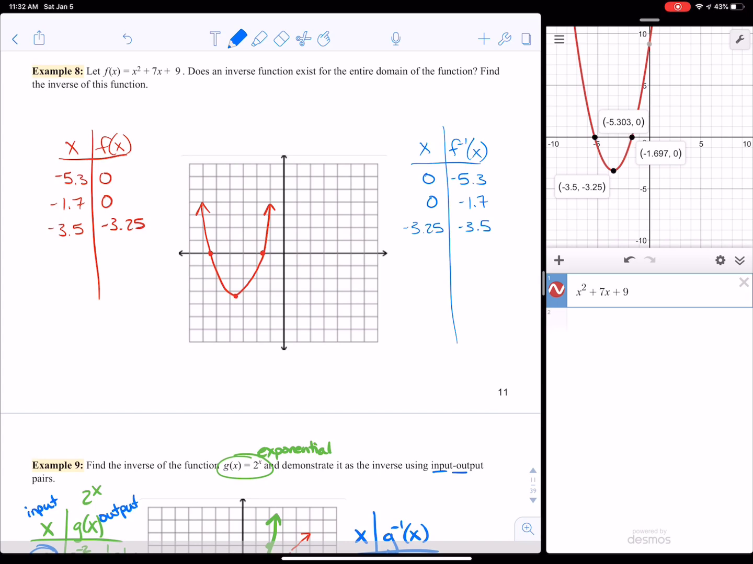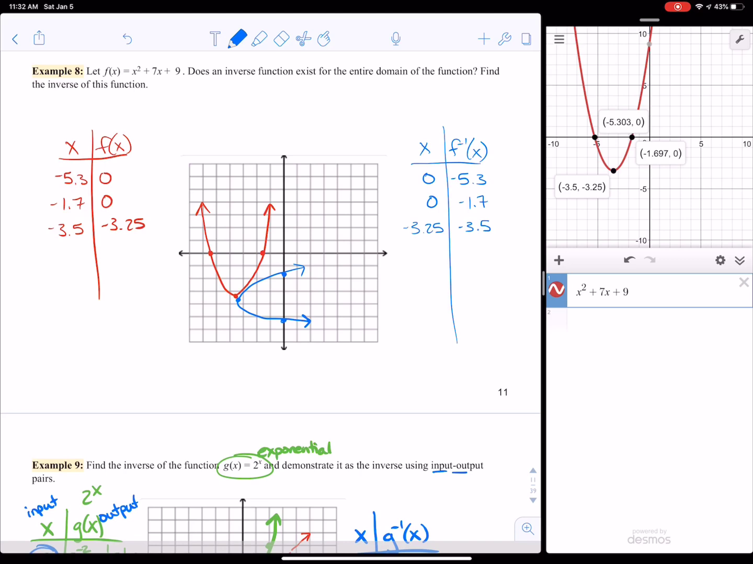So 0, negative 5.3 would go down 5.3 from the origin. So 1, 2, 3, 4, 5.3 down there. 0, negative 1.7 goes almost to 2 boxes below. And then negative 3.25, negative 3.5 is really close to that other point for our red graph's vertex, our original vertex.